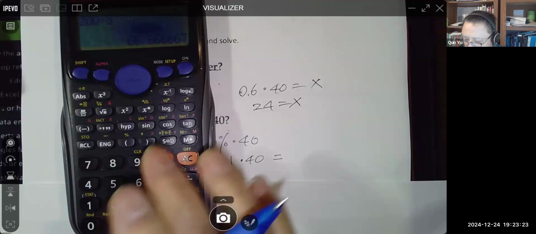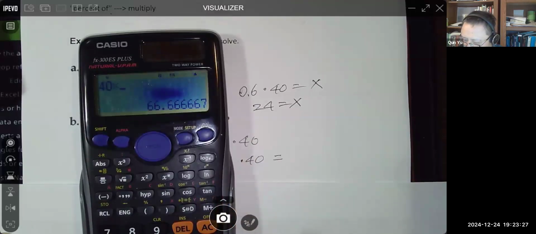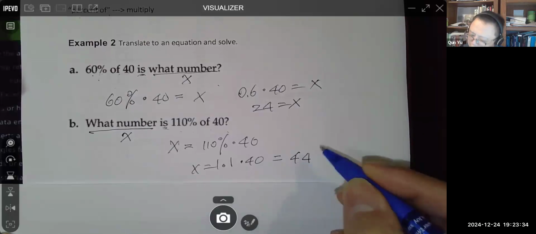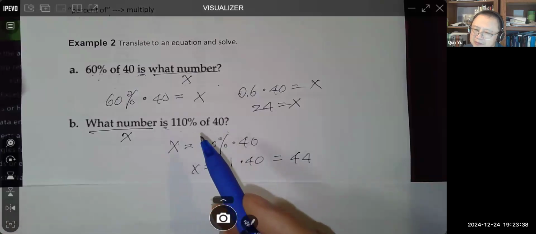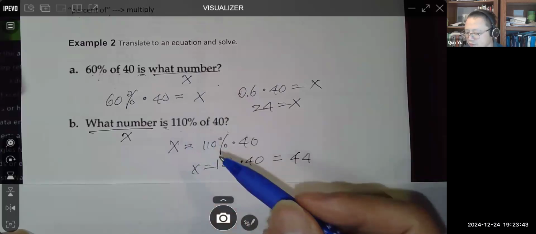So let's use a calculator. 40 times 1.1 is 44. So 44 is 110% of 40. That makes sense because 100% means the whole thing. The whole thing is 40. This is more than 100%, so more than 40.